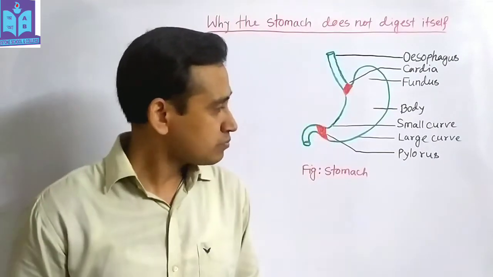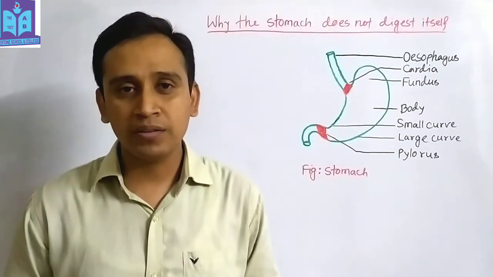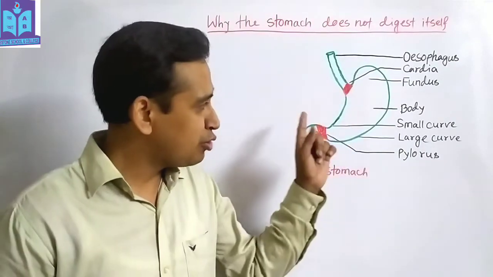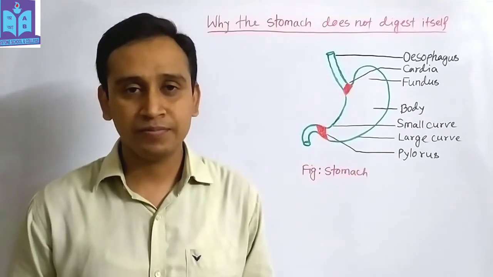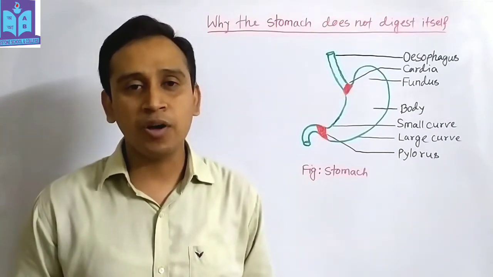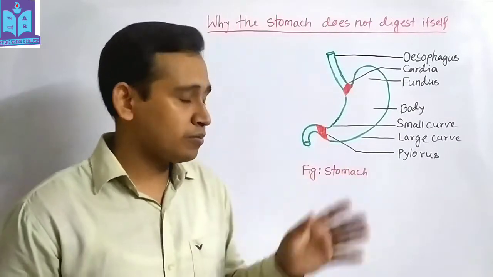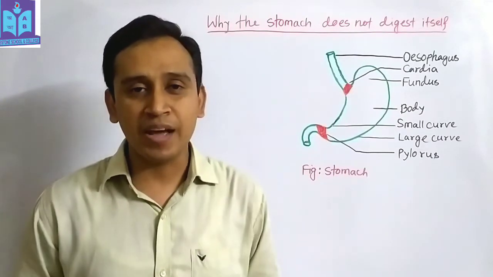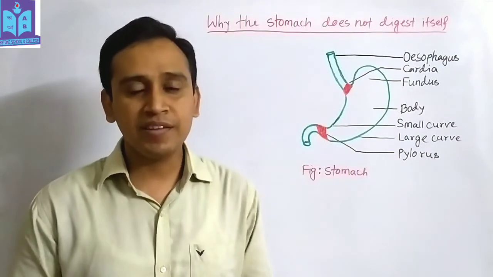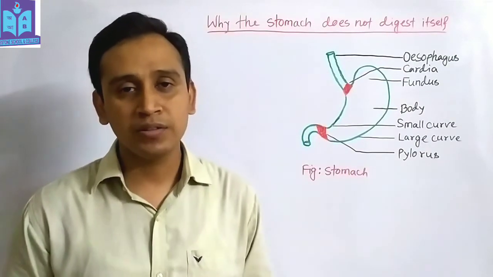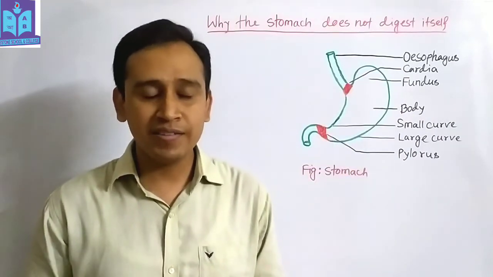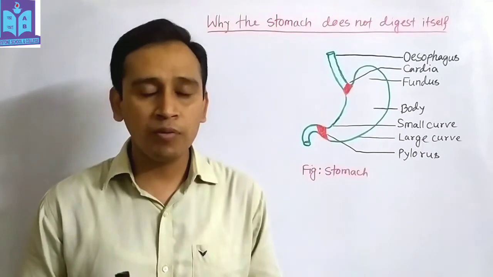Number three, from the inner wall of stomach, bicarbonates are secreted. These bicarbonates neutralize the hydrochloric acid so that the hydrochloric acid cannot act on the cells of stomach. Number 4, maybe some anti-enzymes are present on the cells of stomach so that the enzymes don't affect the cells of stomach. So these are the reasons the stomach doesn't digest itself. I hope all of you got the answer.